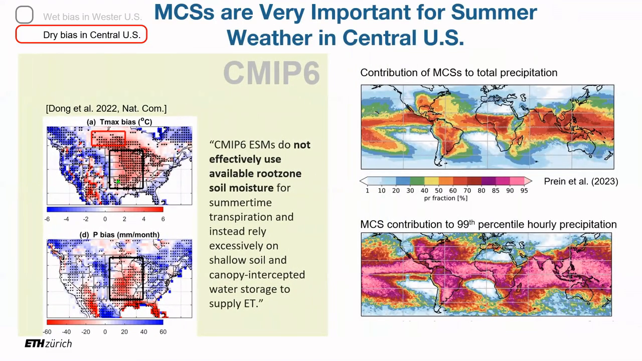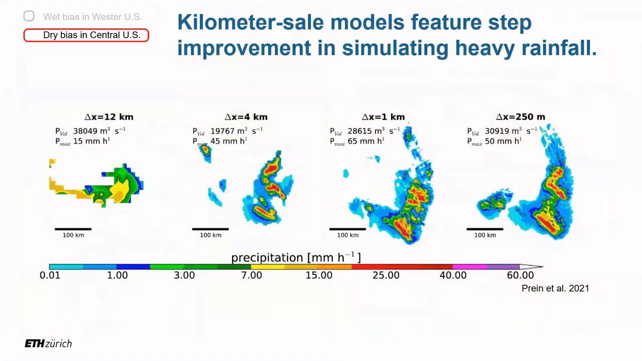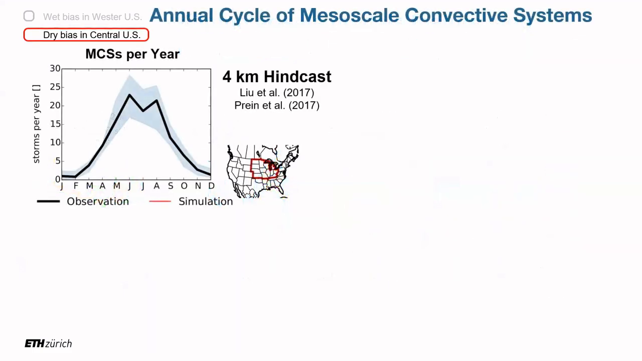Oh yeah, this is just to remind you MCSs are really important in this region. And this is just to show you that at 4 kilometers, you have this really regime shift in how you simulate organized convection, once you get from 12 kilometers, where you have to parameterize deep convection most of the time, to 4 kilometers, where you get really very different looking precipitation field and cloud dynamics.